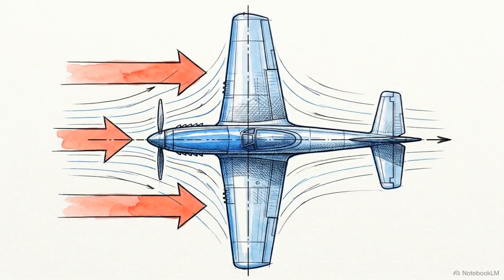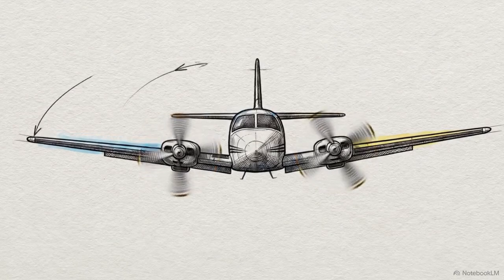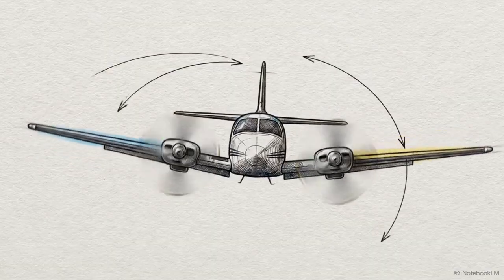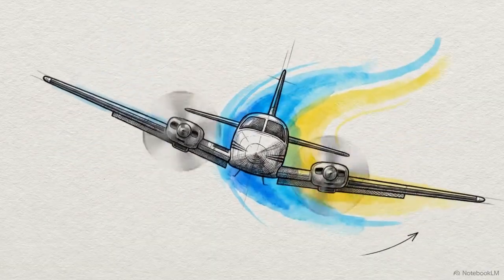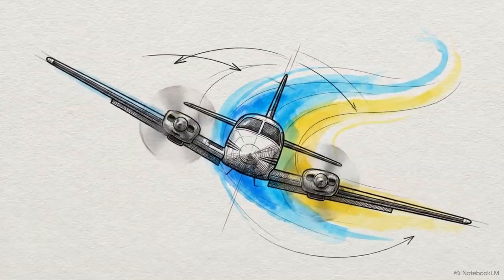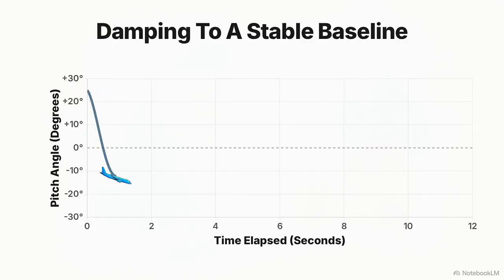Engineers build safety into an airframe using static stability. This is the aircraft's hardwired tendency to instantly return to its original level flight attitude after a disturbance, like a sudden gust of wind. This graph illustrates dynamic stability, measuring how those corrective motions evolve. Rather than wobbling forever, the oscillations dampen and flatten out, showing the aircraft settling back into a predictable, stable baseline.